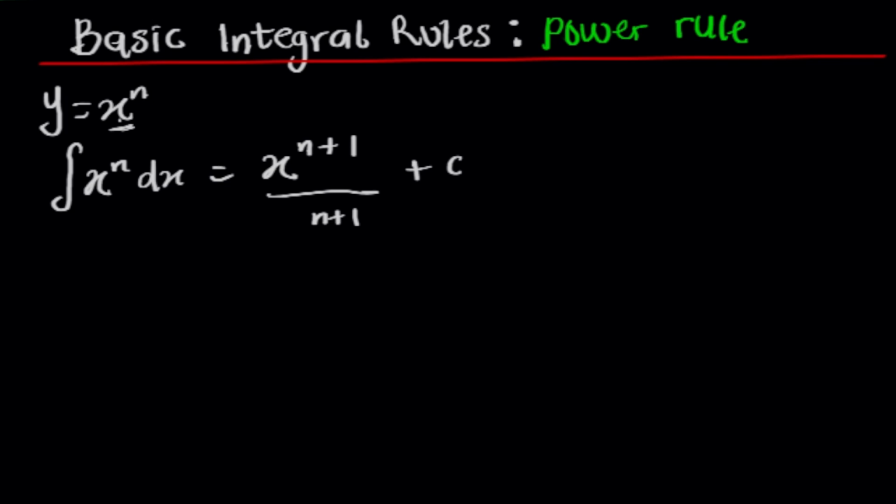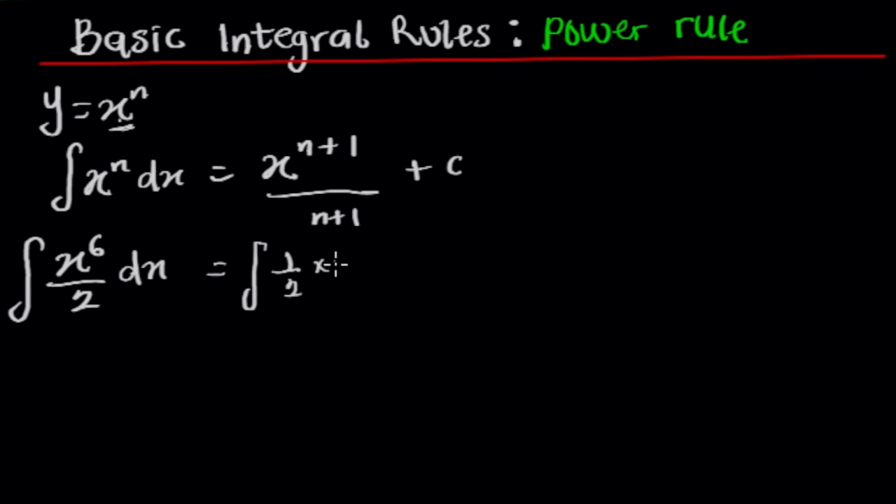The next one I'm going to solve is that suppose you are asked to find the antiderivative of x raised to the power of 6 divided by 2, right? So let's say we are asked to find this kind of integral. We have x to the power of 6 divided by 2, then we're going to have dx here, right? In this case, we can factorize the constant here, because there's a constant. I can write this expression as the integral of 1 over 2 multiplied by x to the power of 6 dx. I can write it in this form.